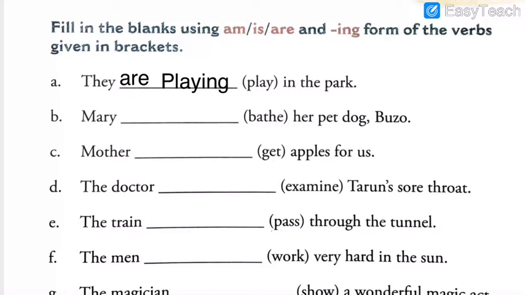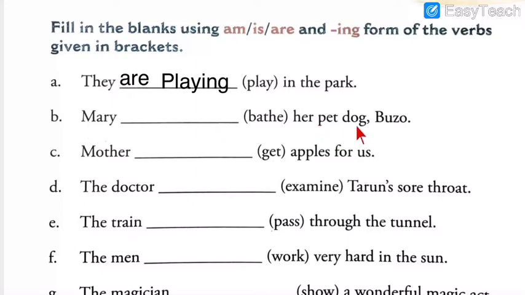Now again I'll give you one easy way. See, simply you can add ing with the verb. Bath plus ing, get plus ing, examine plus ing. So here whenever you are adding, sometimes you have to double the letter. It will come slowly when we will solve. Let us solve the next one.